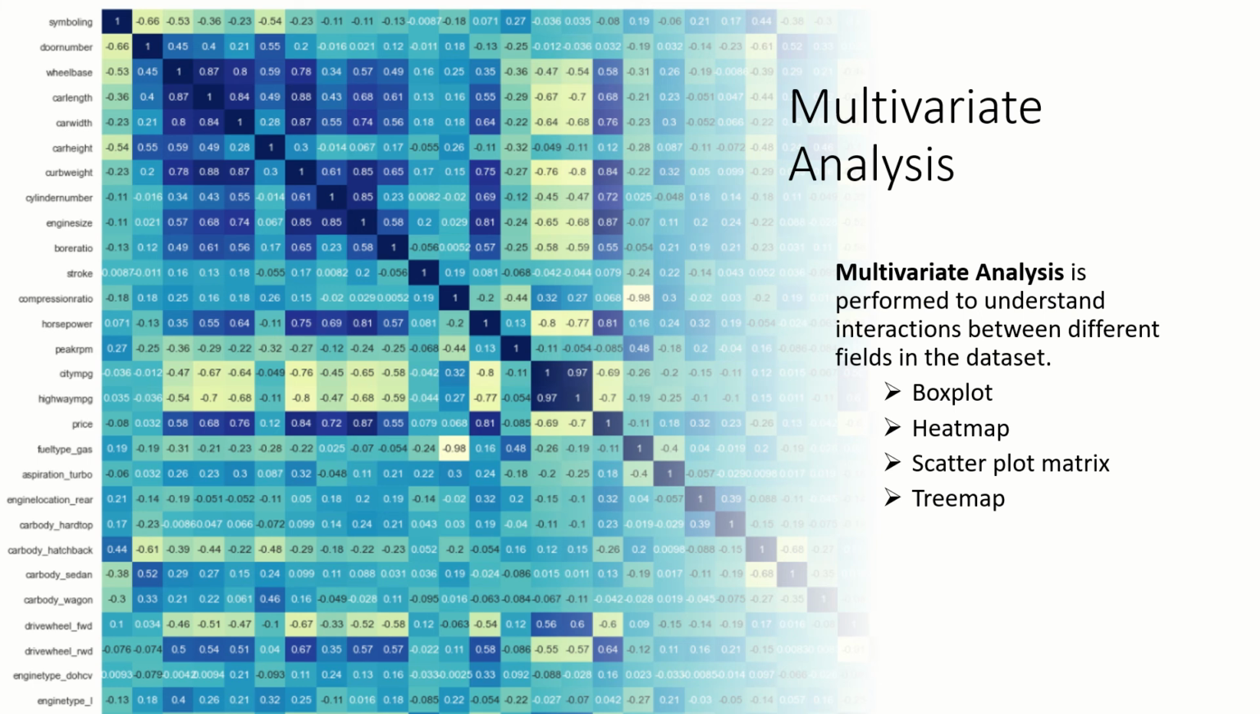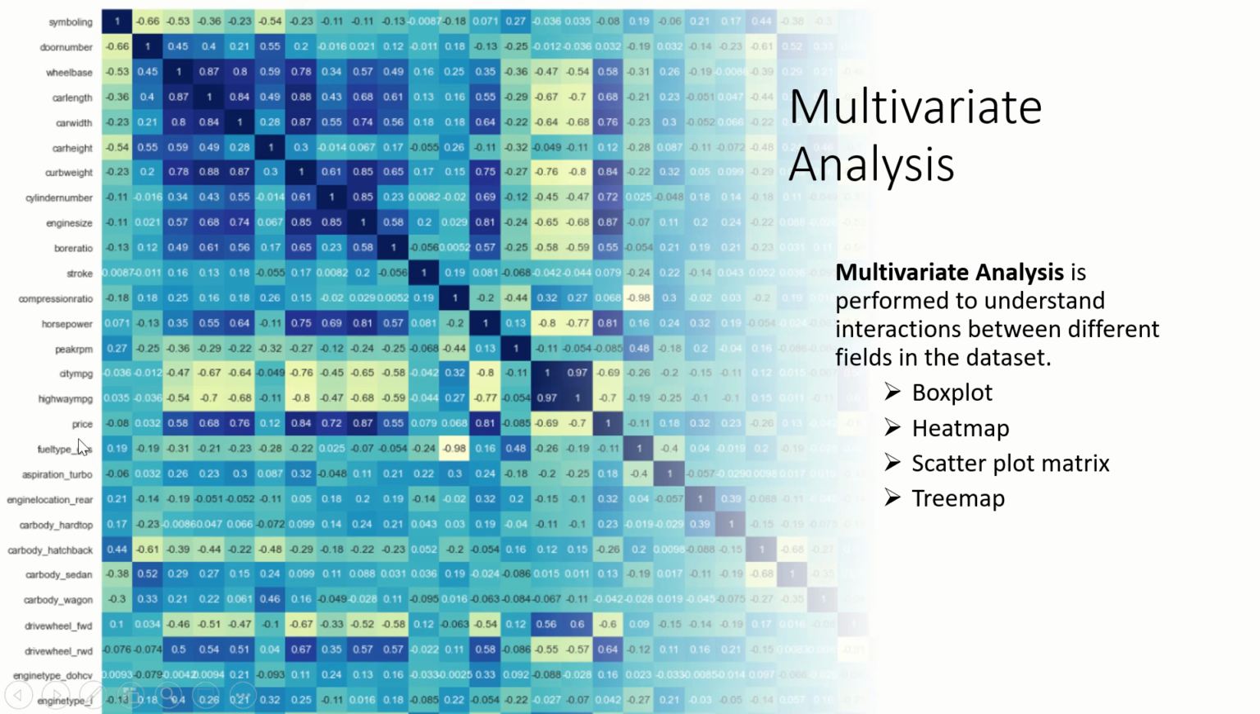The next topic is multivariate analysis. This includes understanding the interactions between different fields in the data set. So I again have taken the sample of the car. The visualization methods that we are using are box plot, heat map, scatter plot matrix, and tree map. And the example that I've given here is the heat map.